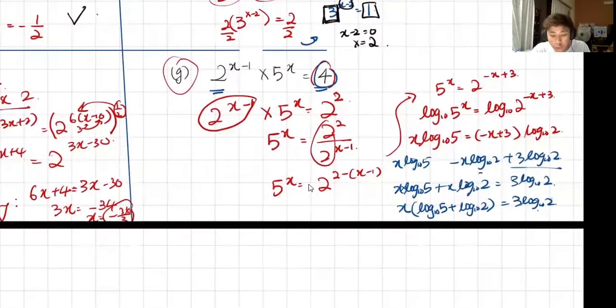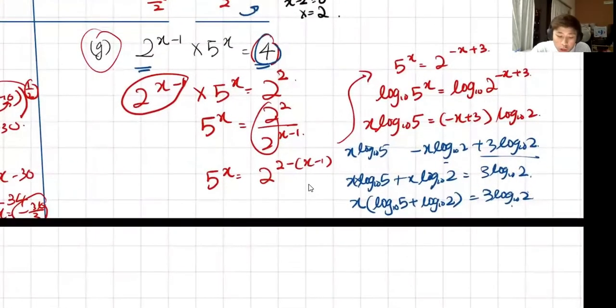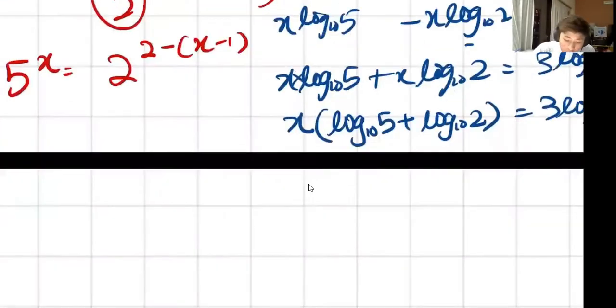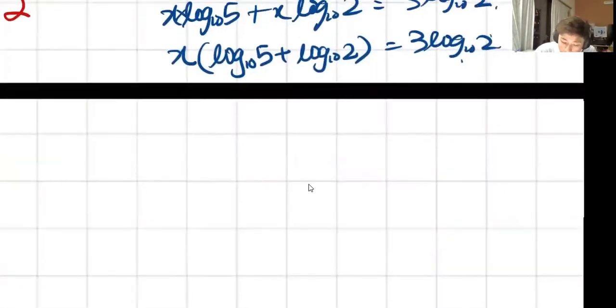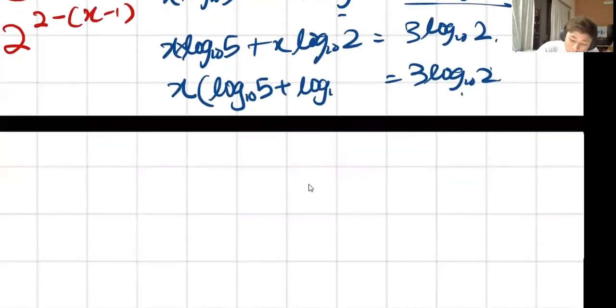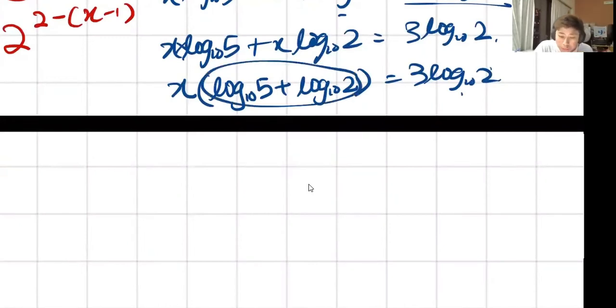Okay, because if you're not used to the type of question, you will only realize the trick until you reach this step. Because why? I label this as a trick question, a good question. Because why? I know that log 10 5 plus log 10 2 will give me x to what?